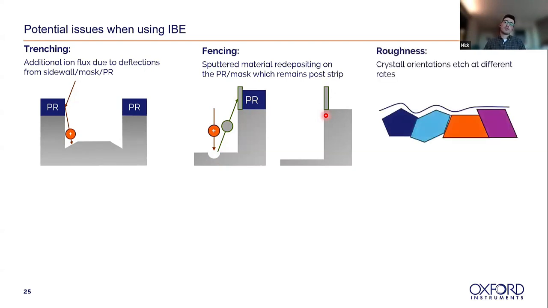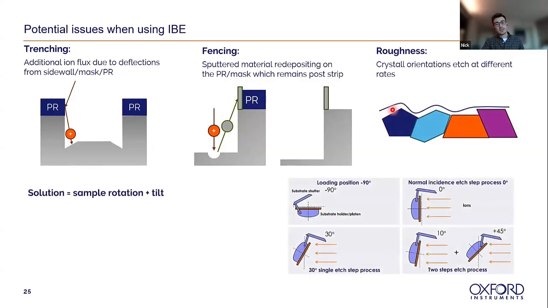We can also sometimes see roughness. If you have a crystalline material, so a polycrystalline material, depending on what orientation you have on the surface, they may etch at slightly different rates, and this can lead to a rough surface. Fortunately, there are a few ways to deal with that. By using the sample rotation and the tilting, you can see in the bottom right here, the typical 0 degree instance, and we can also increase it to 30 degrees. You can also look at doing some etches where you do the main etch at one angle and then do a cleaning process at a slightly sharper angle, again, to help remove material.